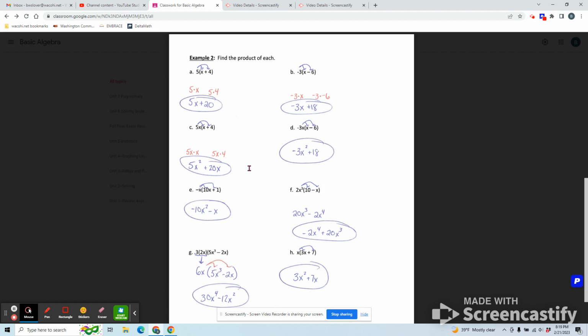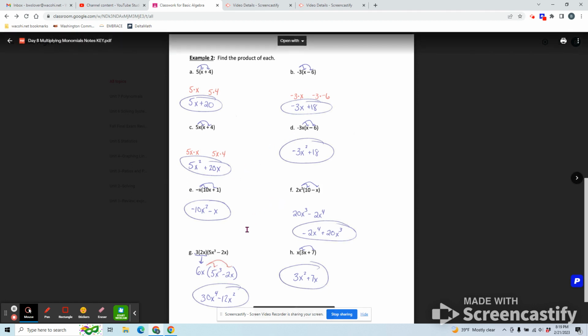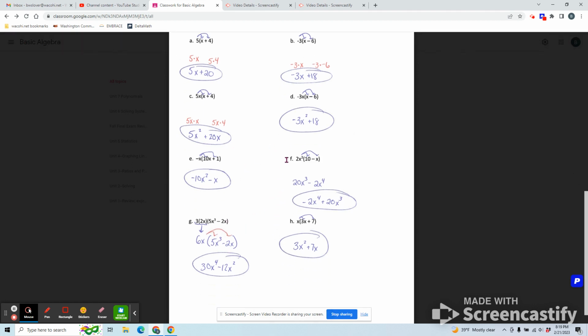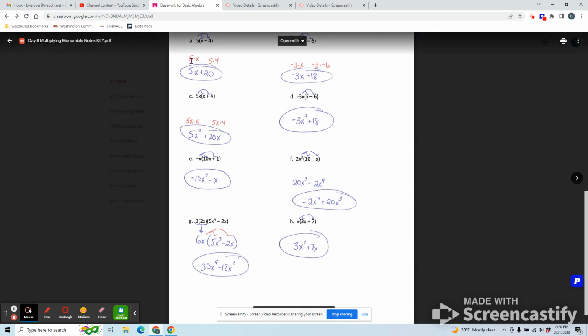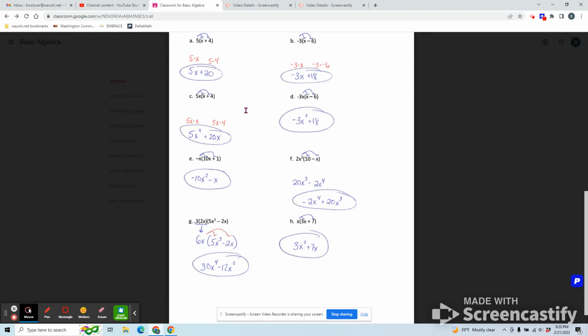Similarly for D, E, F, G, and H. They're all the same concept. Distribute to anything inside the parentheses. Those arrows are showing me visually that that's what I'm doing. If it helps you to write out what I did in red, please do that. I didn't do that for all of them because some of you are at the point where you don't need to. So if you don't need to, then don't. If you do, then please continue to do that.